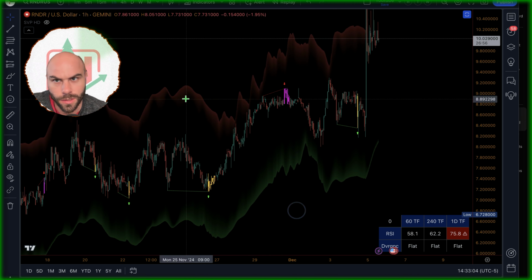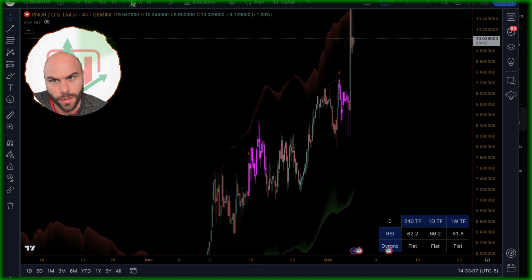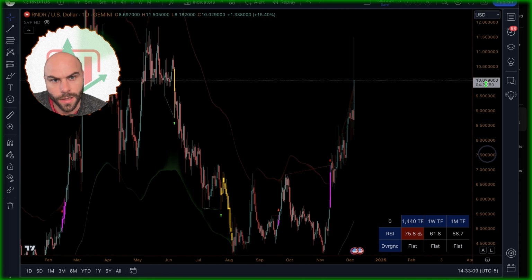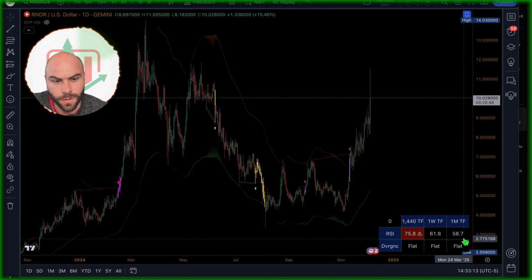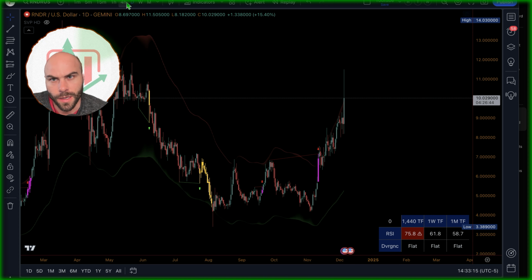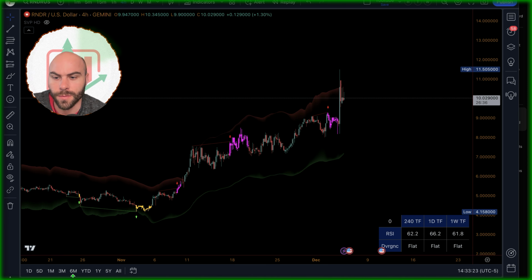That's what I use that for too, because now I don't need to go into the 4 hour and look up where the RSI is there and on the daily and keep track of those things in my head. I'll have all the information right here. And as you go up in time frames, it's actually going to go higher in the time frame too. So that's the RSI that's built into this tool.